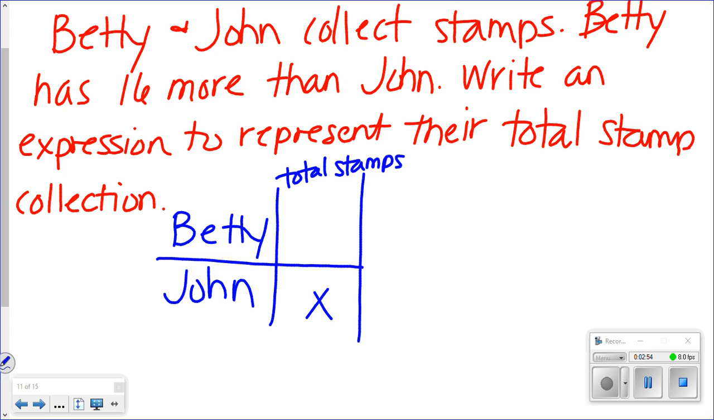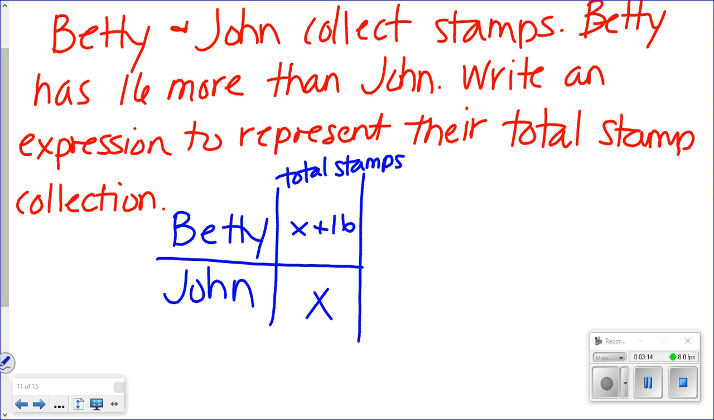Now, why is it going to be X plus 16 here? Why do you think? Because John's number plus 16. It's going to be John's number plus 16 more. That's how many Betty has. Yep. So John has this many stamps. Betty has John's amount plus her 16 more.